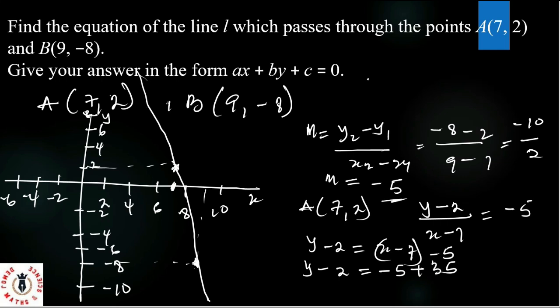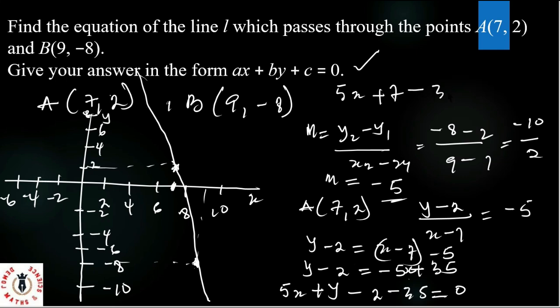Now the question wants us to present it in this format. So to arrange it in that format, minus 5x coming to the other side becomes positive 5x, plus y minus 2 minus 35 equals 0. This is the same thing as, let me just write it out here, 5x plus y minus 37 equals 0. Now, that's the equation.